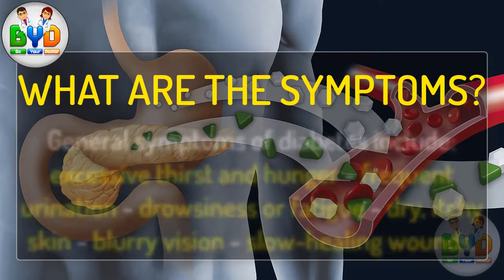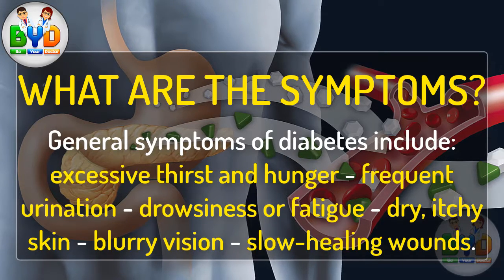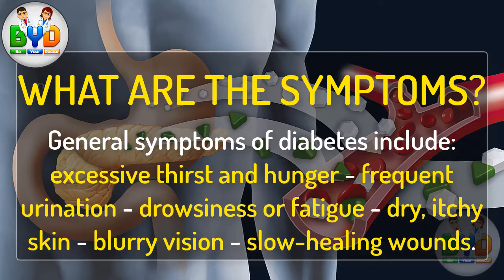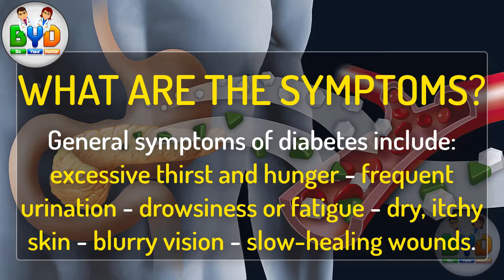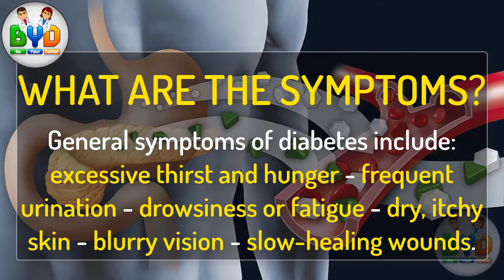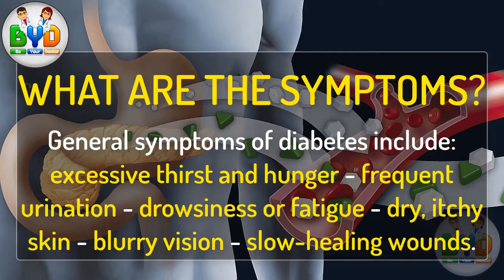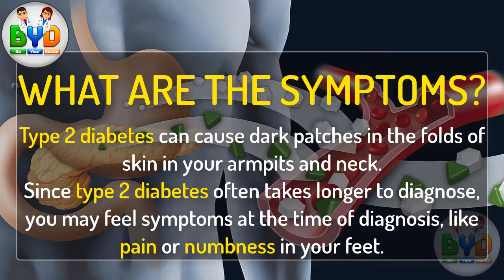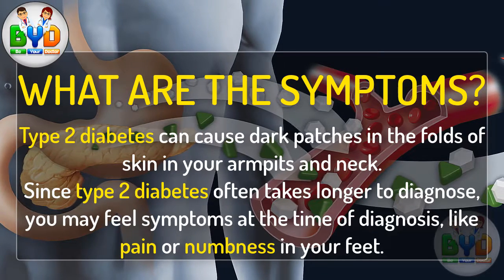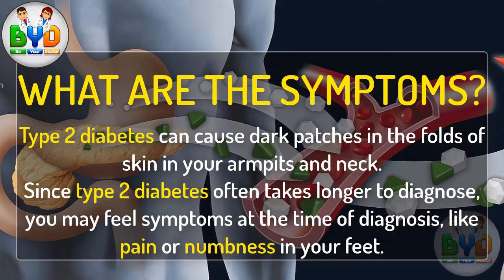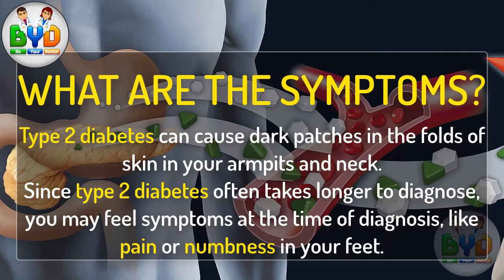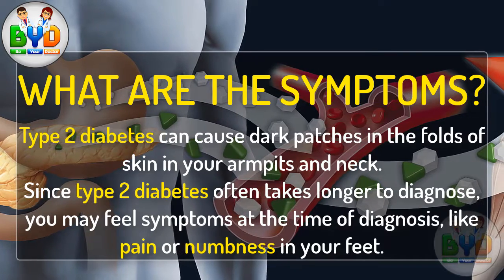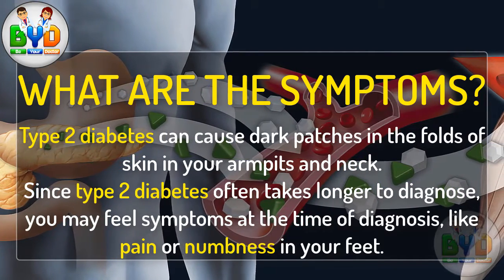What are the symptoms? General symptoms of diabetes include excessive thirst and hunger, frequent urination, drowsiness or fatigue, dry, itchy skin, blurry vision, slow healing wounds. Type 2 diabetes can cause dark patches in the folds of skin in your armpits and neck. Since type 2 diabetes often takes longer to diagnose, you may feel symptoms at the time of diagnosis, like pain or numbness in your feet.